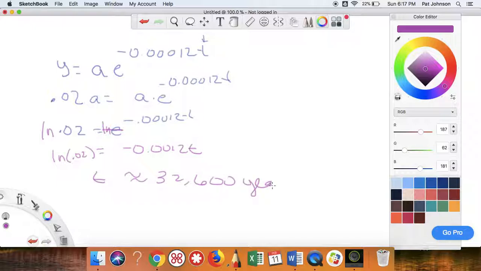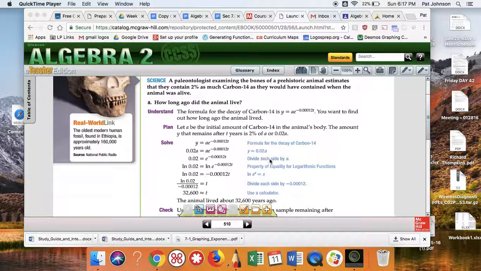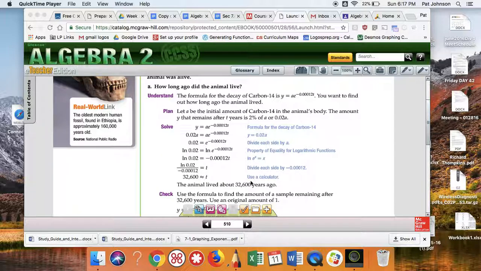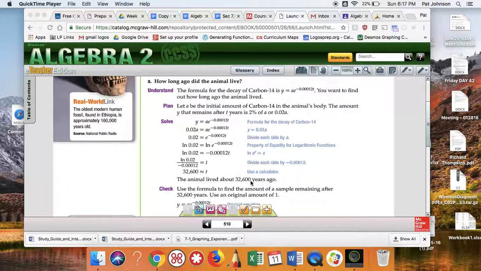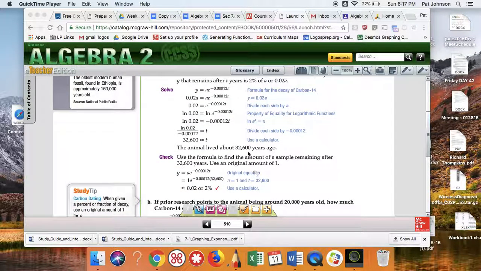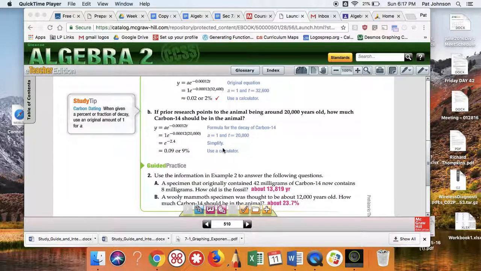32,600 years ago is when that animal lived, whatever that dinosaur animal they want to use. And if we put that back in our calculator, we'll get 2%. Okay? All right, so if prior research points to the animal being around 20,000 years old, how much carbon should be in the animal? Okay, so now we're looking for Y, the amount of carbon.